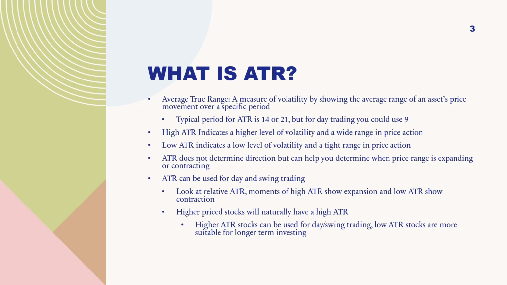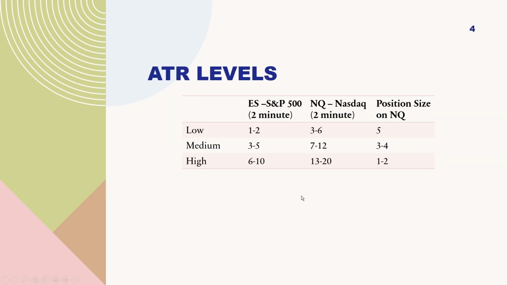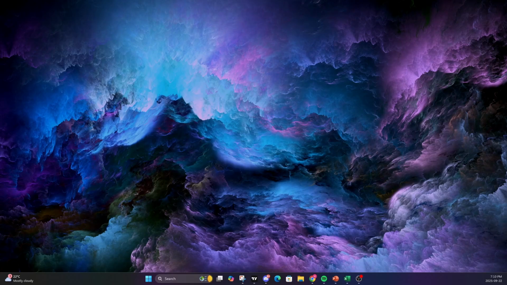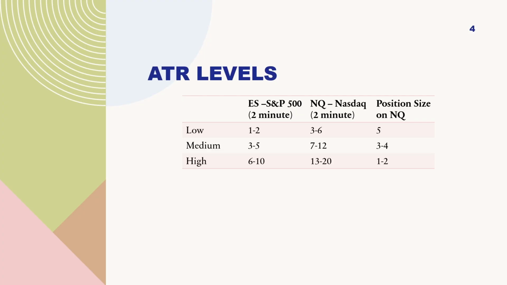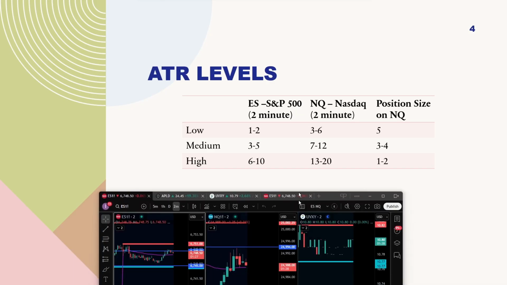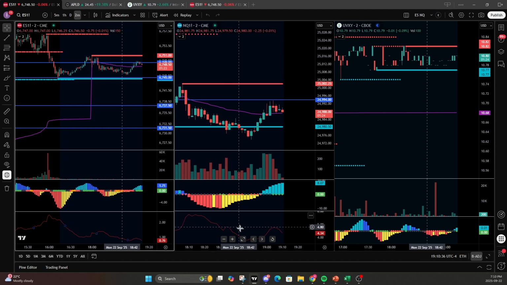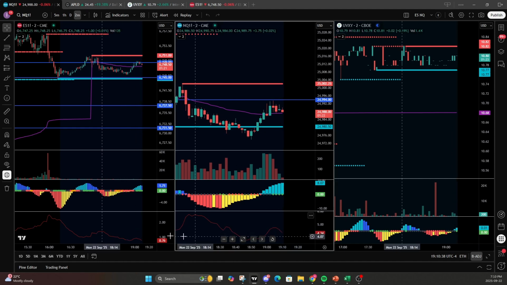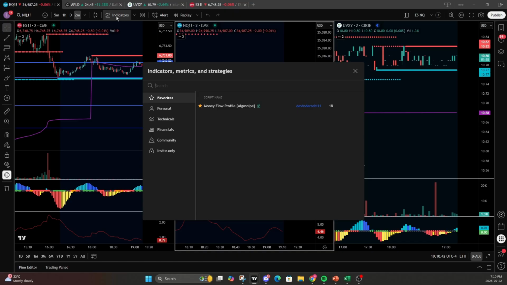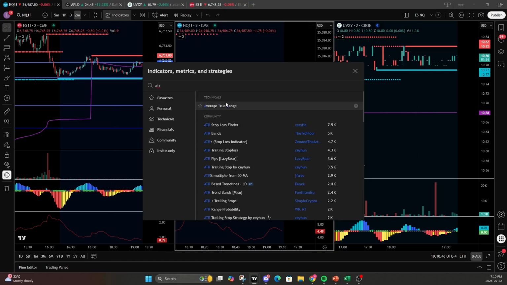So what are some practical ways that I use ATR? The first way I use it for day trading is to determine my position size. I have ATR on my charts, and I'll show you how I have it set up. If you attend the morning live sessions, this is the main screen that I share now. You can see ATR is this red line at the bottom. This ATR indicator is just a basic one provided by TradingView. If you type ATR in the indicators tab, it's the first one that comes up.